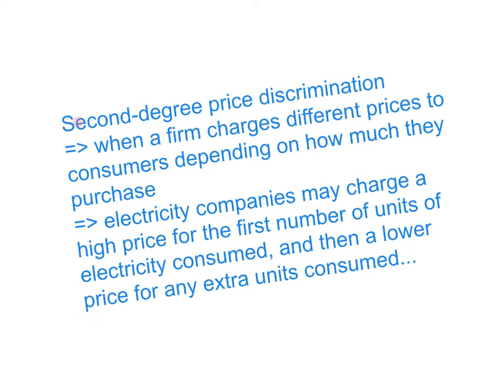Second degree price discrimination happens when a firm charges different prices to consumers depending on how much they purchase. So a lot of electricity companies, for example, charge a high price for the first number of units of electricity consumed, and then a lower price for any extra units consumed. A lot of telephone companies will charge you a high price for the first 30 text messages during a month, and then a lower price for any text messages after that. This is second degree price discrimination.